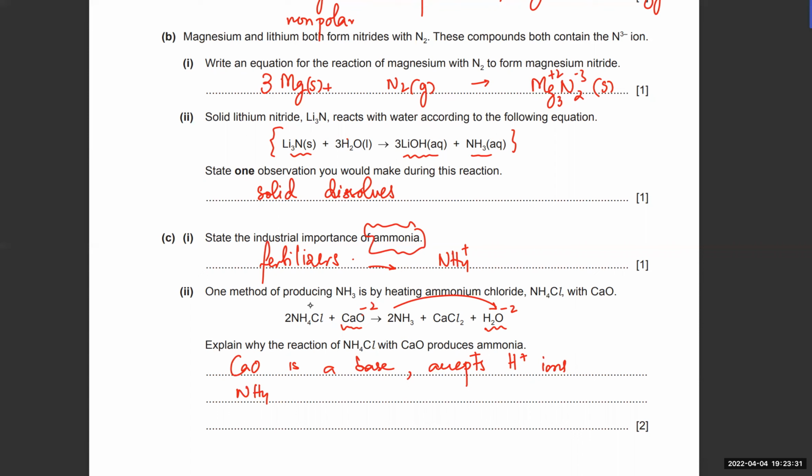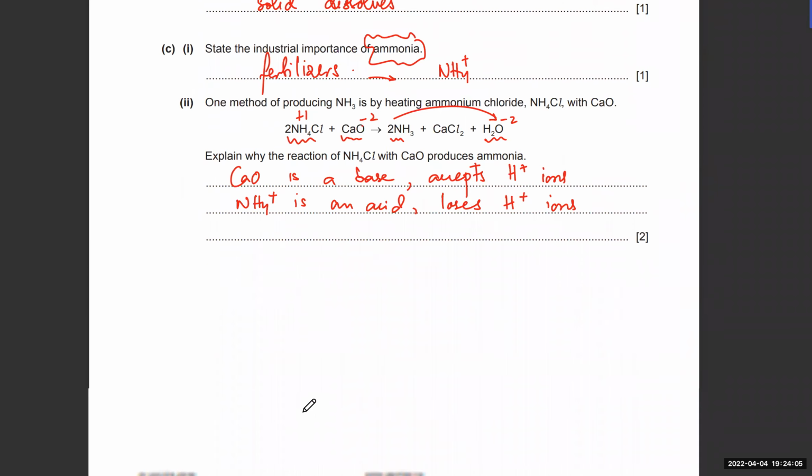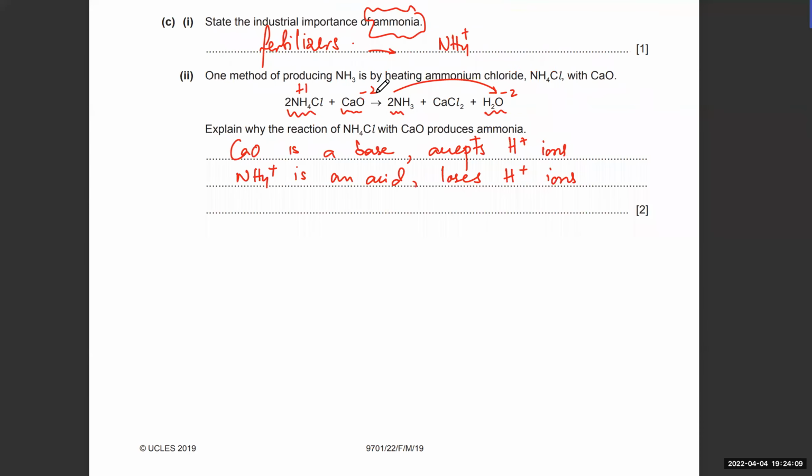The ammonium ions act as an acid because they lose H plus ions. You can see over here that you have an NH4 plus ion, and on the other side, the H plus is lost. It has turned into ammonia. So to explain why the reaction produces ammonia: this acts as a base, it accepts H plus ions, and the other one loses H plus ions. Okay, you clear on this part? This is about Brønsted-Lowry acid-base theory. Okay, so this is clear.